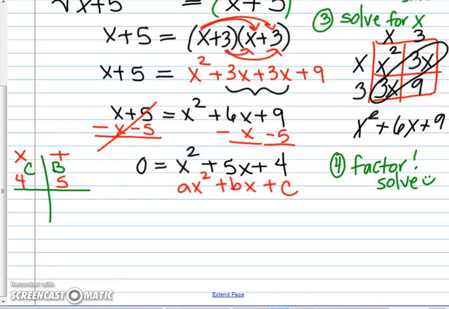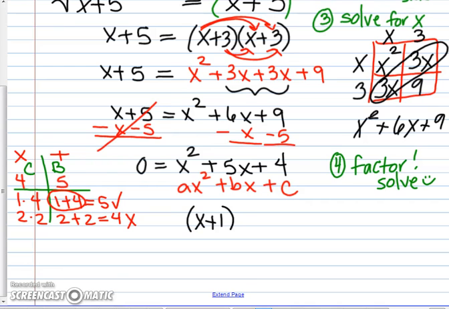So what numbers can you multiply together so that they add up to b? 1 times 4, and 2 times 2. What's 1 plus 4? 5. Ding, ding, ding, we found our answer. What's 2 plus 2? 4, and that's not correct. So my factors are going to be a positive 1 and a positive 4. So you have x plus 1 and x plus 4. When you multiply these two together and FOIL, you go back to the original, is equal to 0.